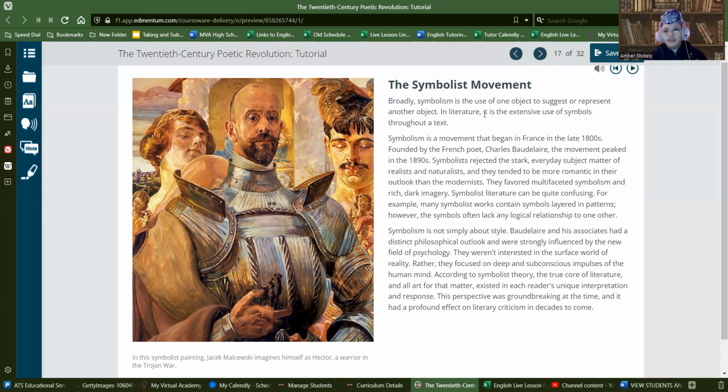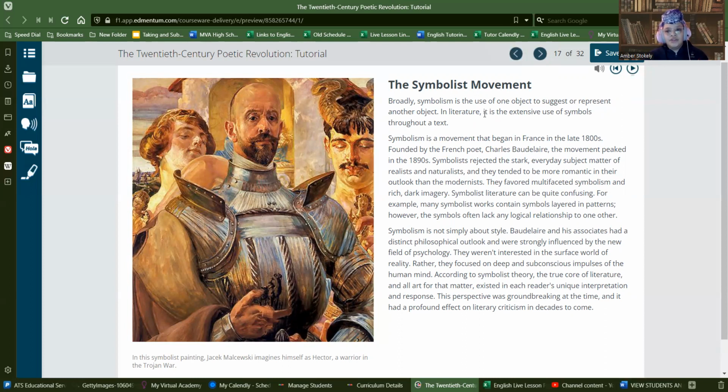So here, the symbolists rejected the stark everyday subject matter of realists and naturalists because realism was important at the time. And symbolists wanted to be a little more romantic in their outlook, a little more positive. And they just wanted to have a little more layered meaning instead of everything being straightforward. So they preferred multifaceted symbolism. So again, the layers and rich, dark imagery.